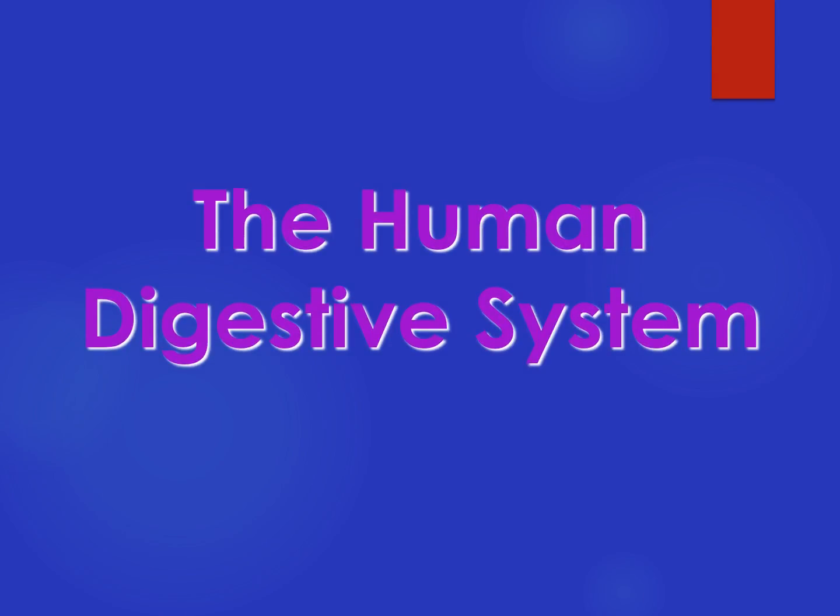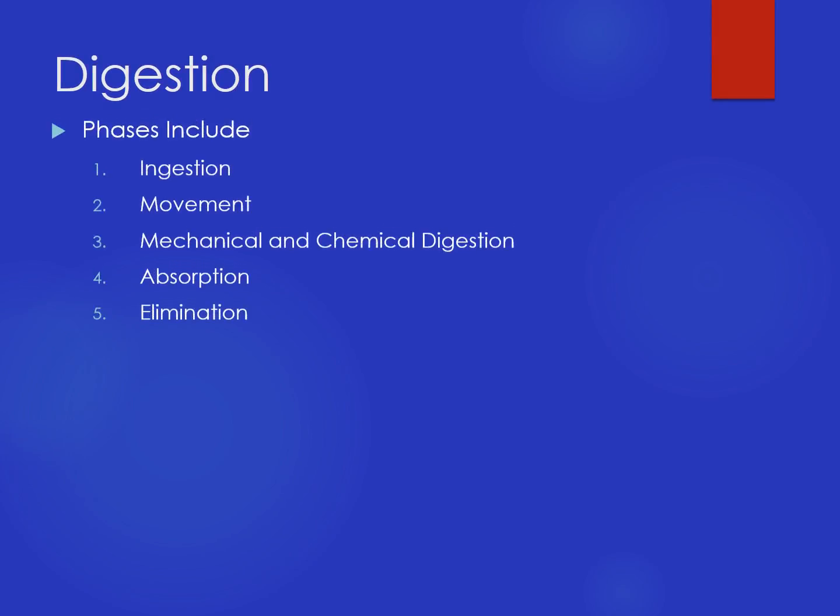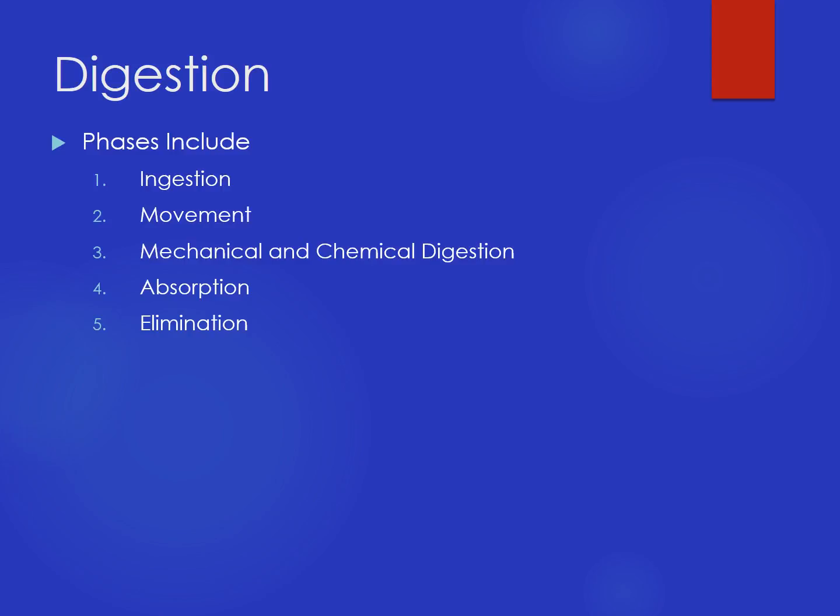The human digestive system. Digestion starts with different phases, and it includes ingestion, movement, mechanical and chemical digestion, absorption, and elimination.